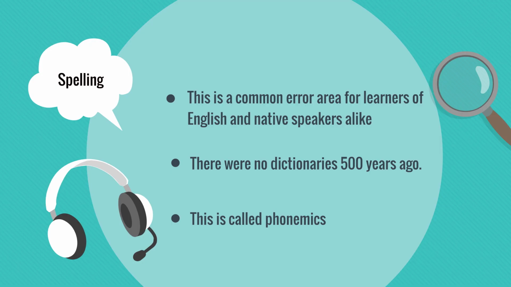Spelling. This is a common error area for learners of English and native speakers alike. Mostly because 500 years ago there were no English dictionaries. Most people wrote the way they thought a word sounded. This is called phonemics. It is still used in countries like Malaysia and the Philippines.